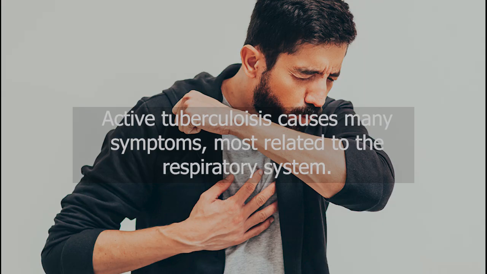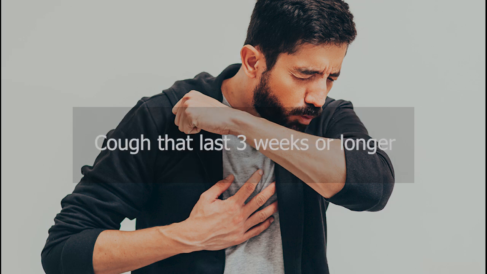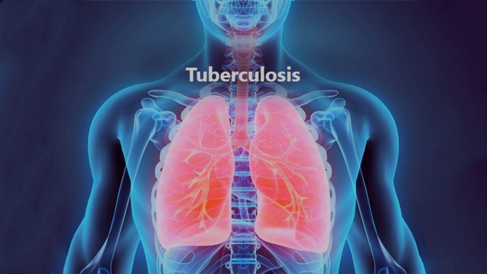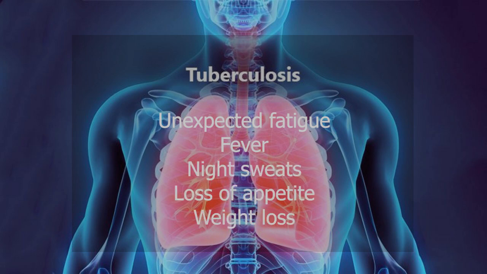Active TB typically causes many symptoms that are most commonly related to the respiratory system, including coughing up blood and sputum. You may experience a cough that lasts for over 3 weeks and pain when coughing or with normal breathing. Other symptoms include unexpected fatigue, fever, night sweats, loss of appetite, and weight loss.